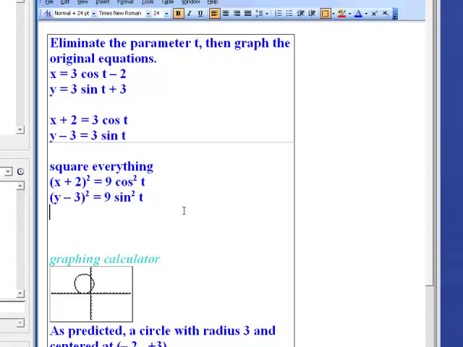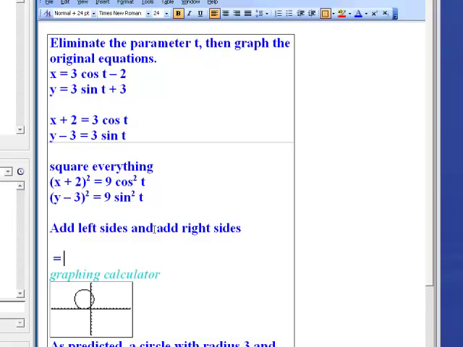Okay, notice what happens on the right-hand side. Add left sides and add right sides. And what happens on the right-hand side when we do that, cosine squared plus sine squared is of course 1 times the 9 that's in front, and that's how we got rid of the sine t, or the t in particular. And of course we add the left-hand side, so it's going to be x plus 2 squared plus y minus 3 squared equals 9.